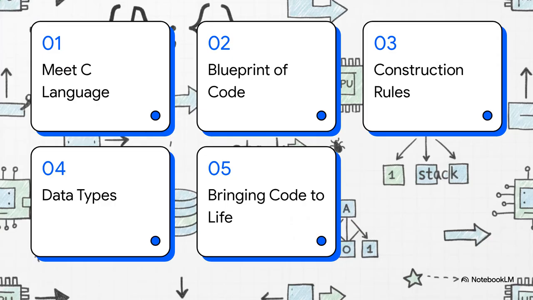So here's how we're going to build our understanding today. We'll start by meeting the C language itself, then we'll map out the blueprint of code. After that, we'll go over the strict rules of construction, dive into our data types, and finally, we'll bring our code to life. Let's just jump right in.